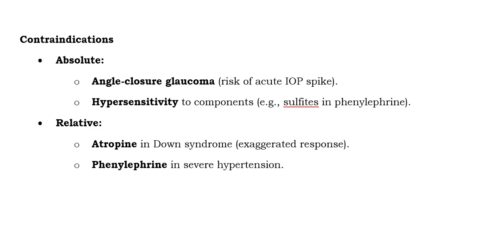What about relative contraindications, where we need extreme caution? Relative ones. Using atropine in people with Down syndrome. Wow. They can have an exaggerated systemic anticholinergic response. And phenylephrine should be used very cautiously if someone has severe or uncontrolled hypertension. Because it might raise BP even more. Exactly. Only if the benefit clearly outweighs that risk.